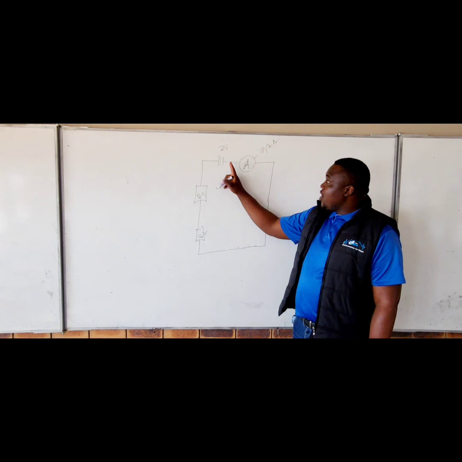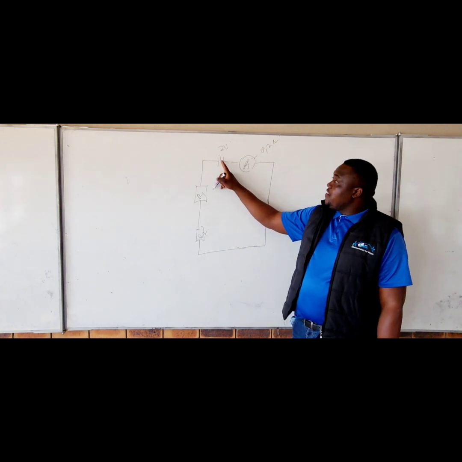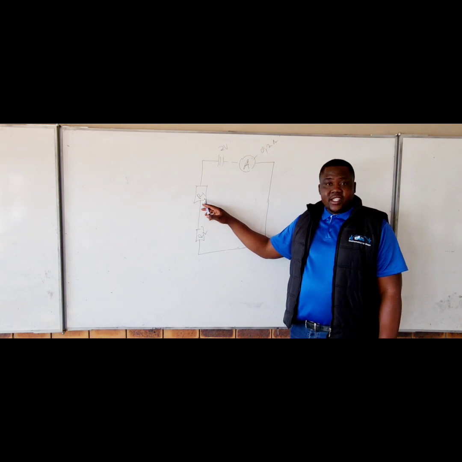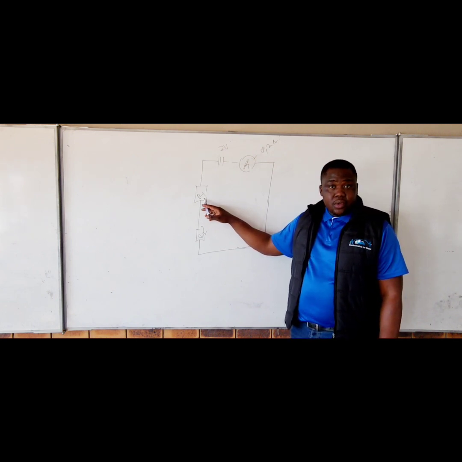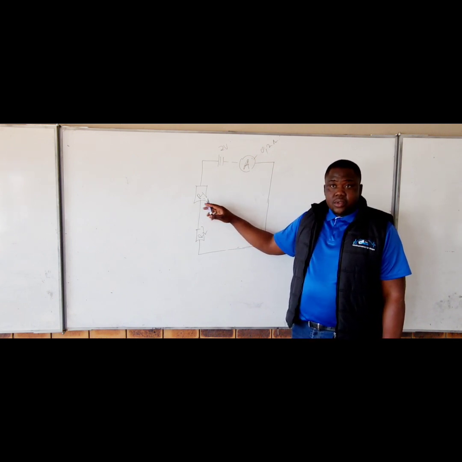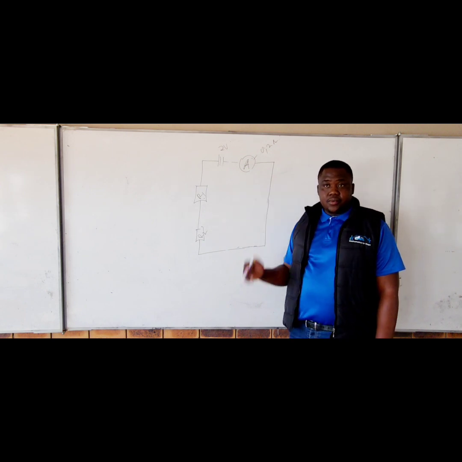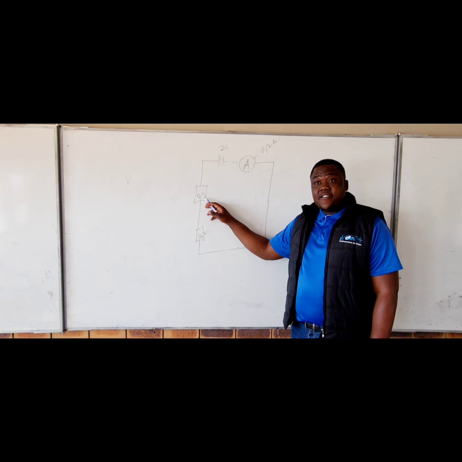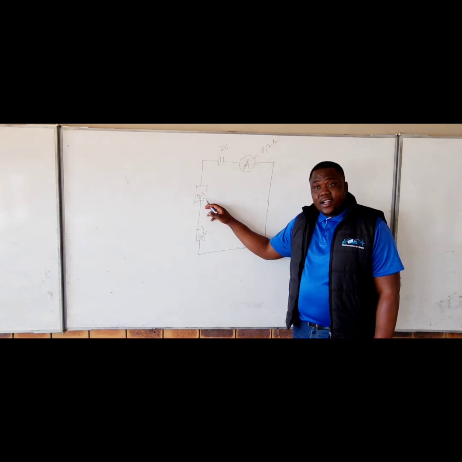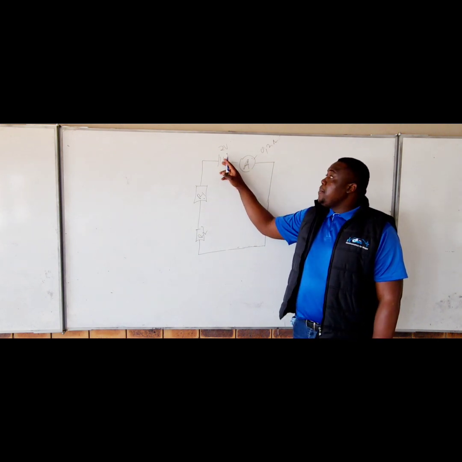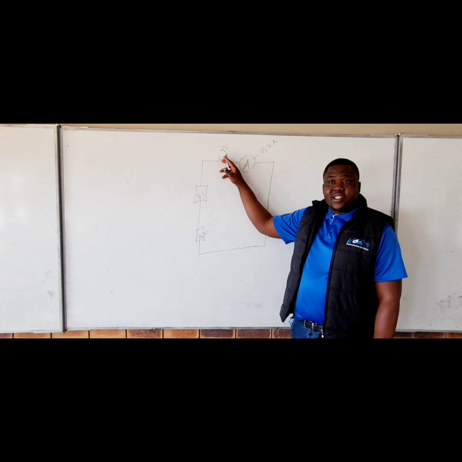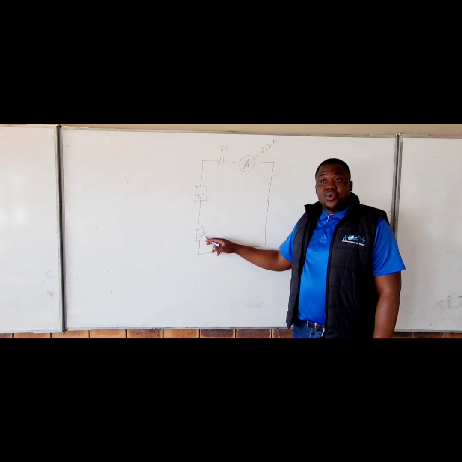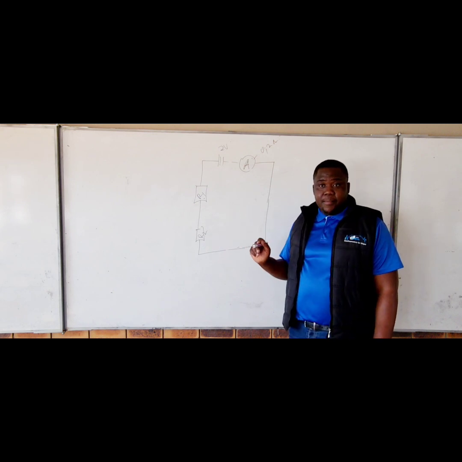Okay. We know that this battery delivers 2 volts, right? Yeah. Tell me, what is the voltage that is read here? Is it 2? No. It is not 2, because a series is a volt divider. It does not mean that if a battery is delivering 2 volts, here we're going to have 2 and here we're going to have 2. But this is what is going to happen.